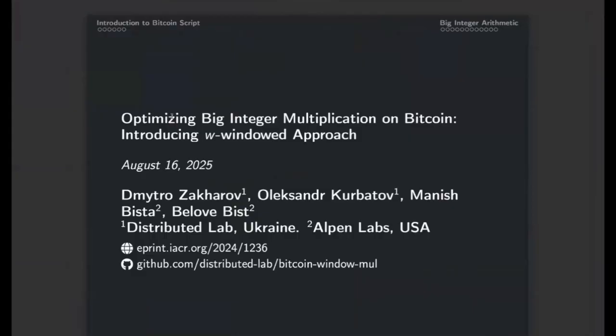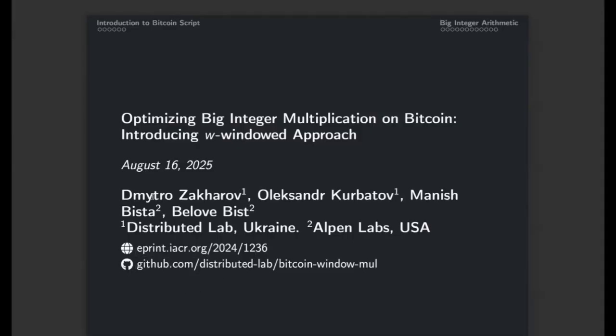Of Bitcoin, basically introducing the W-window approach. One thing to note is the paper is highly technical, so it goes on with various algorithms for optimizing the multiplication of Bitcoin. So I'm not going to go into low-level details in this presentation on our approach, but give an overview of what we have achieved, why we decided to take on this project in the first place, and see the high-level idea of our optimization.